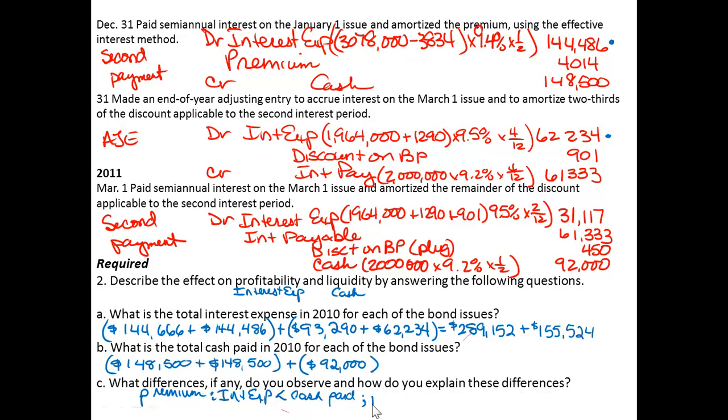If I'm looking at a bond that was issued at a discount, notice that the interest expense will be greater than the cash paid. So hopefully this has been insightful.